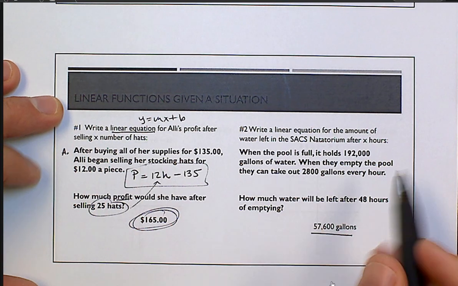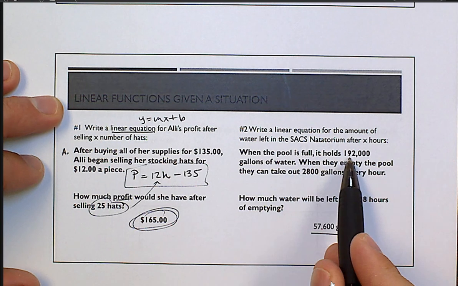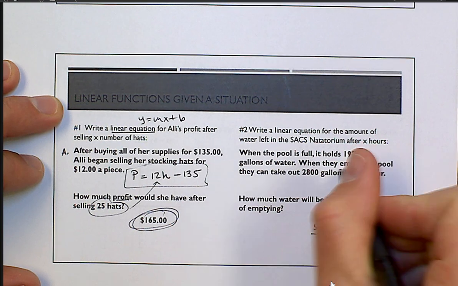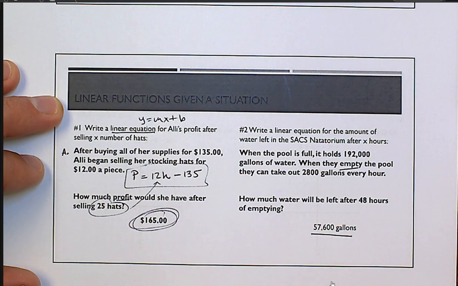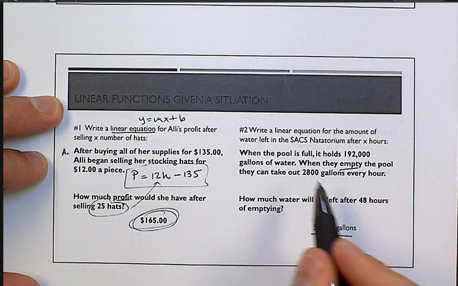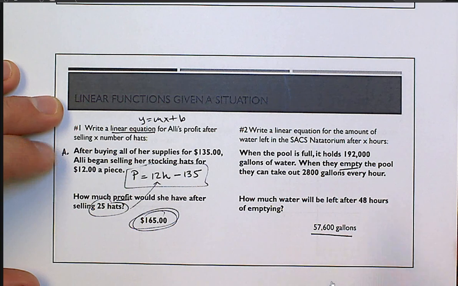So the pool, when it's full, is going to hold 192,000 gallons of water. When they empty the pool, keyword there, empty, they're subtracting water out. They can take out 2,800 gallons every hour. So we need to come up with an equation that's going to represent this situation.